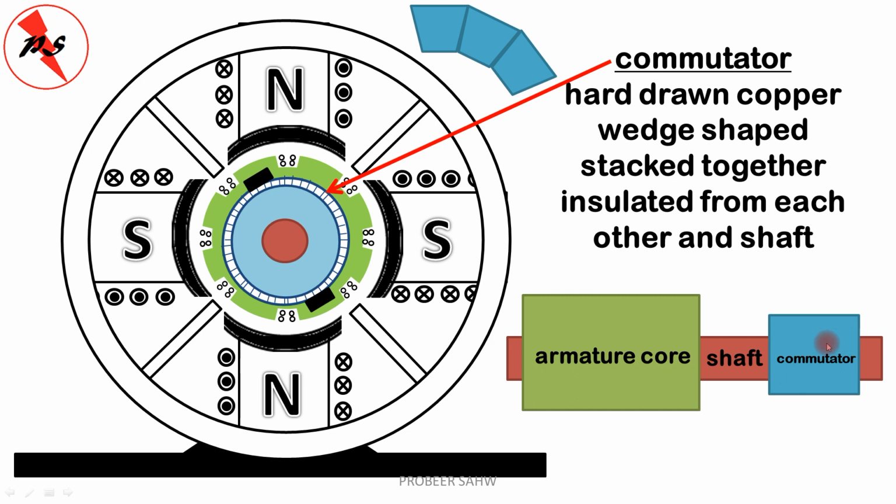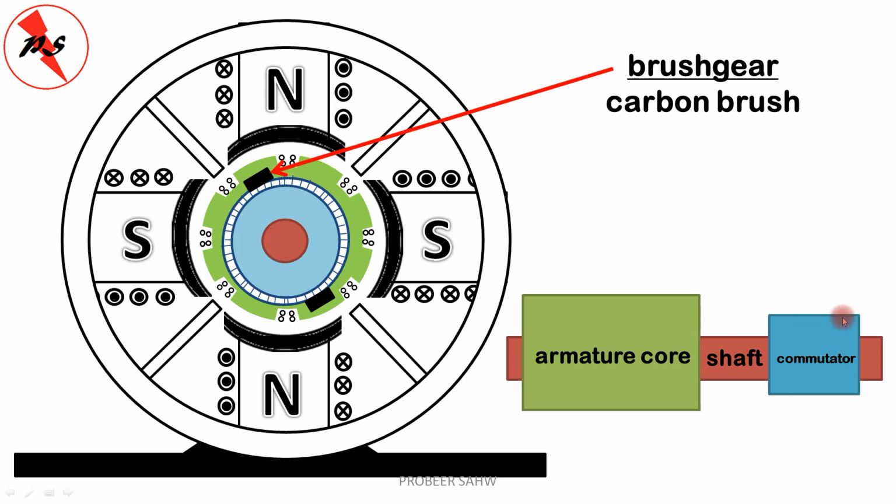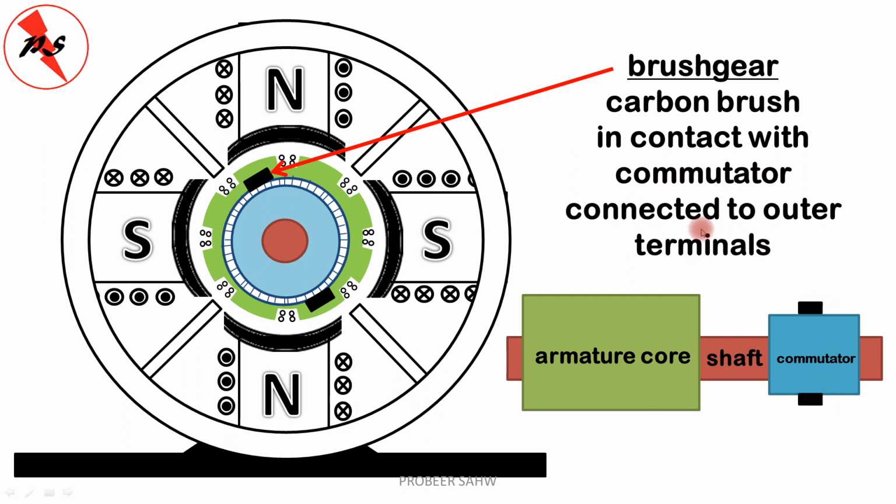Now as shown in the figure, the actual figure that I have shown, the figure of the DC motor rotor, we have brush gear as well. These brush gear collects current from the commutator and passes it to the external circuit, or collects current from external circuit and passes it to the commutator. Right? These brushes are made of carbon and are always in contact with the commutator like this. Okay, and it is also connected to outer terminals.